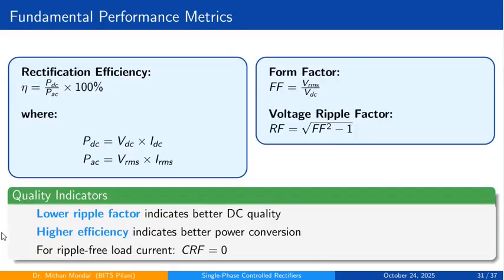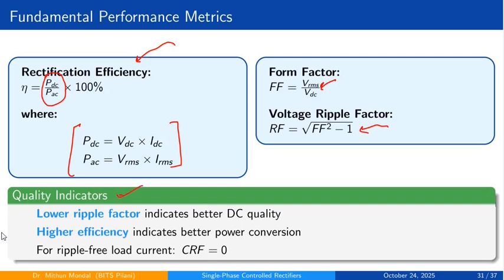Fundamental performance parameters, like the rectification efficiency, which is the DC power output by the AC power input, can be calculated as the product of the corresponding voltage and current, and the efficiency we can compute from the power output by power input expression. Form factor is the ratio of RMS voltage to DC voltage, and ripple factor is the square root of form factor squared minus 1. So these performance metrics are used.